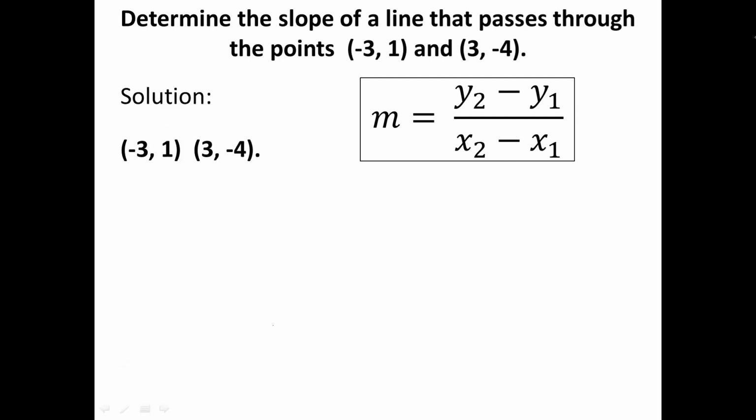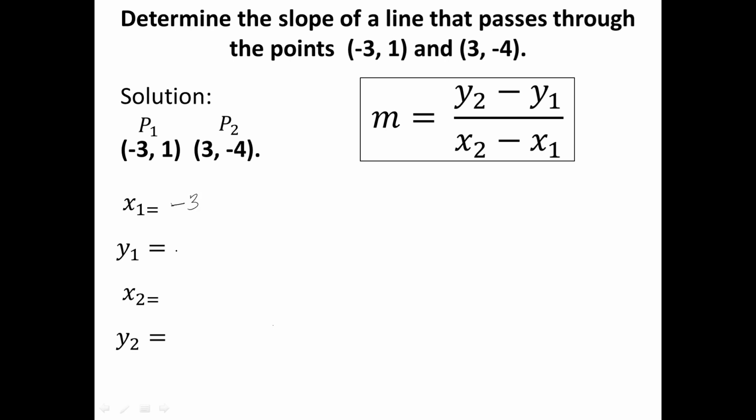The given points are these. The first point, let's say, is (-3, 1), and the second point is (3, -4). The first ordered pair is point 1, the second ordered pair is point 2. After that, we are going to identify x sub 1, y sub 1, x sub 2, y sub 2. This x sub 1 is the x coordinate of point 1, which is -3.